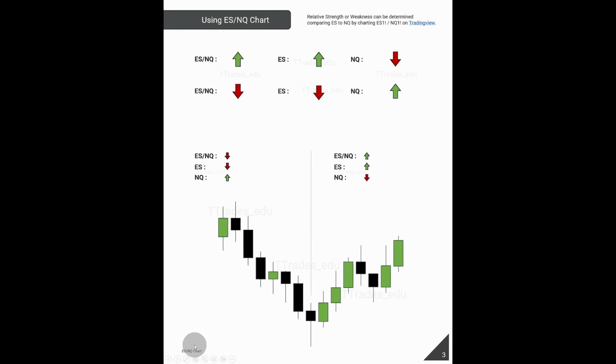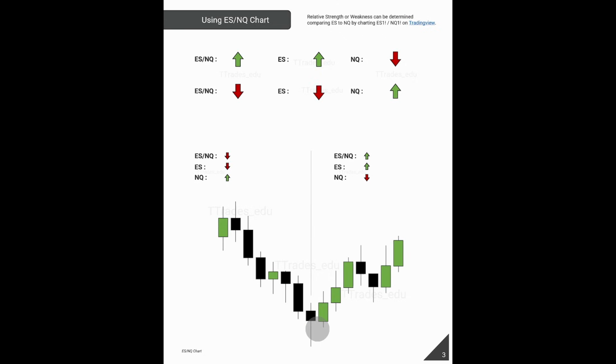So for example here, if this is the ES divided by NQ chart, as we are trending down here, we know that ES is relatively weaker, and NQ is relatively stronger. And then we put in a reversal here. We know that ES NQ is bullish, so ES is relatively stronger and NQ is relatively weaker.